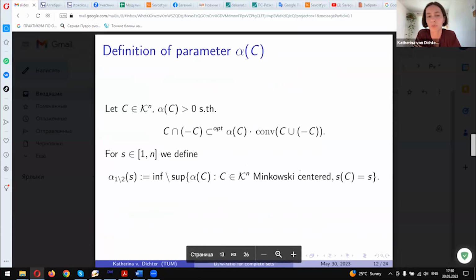So let's remember what the question was. We want to study when the minimum is optimally contained in the maximum. So C intersected with minus C has to be optimally contained in the convex hull of C and minus C. We define the factor which allows this containment to be optimal, and we define the minimum and maximum of this factor to be lambda 1 and lambda 2. We want to find the regions of the possible alphas depending on the asymmetry S of the considered set.